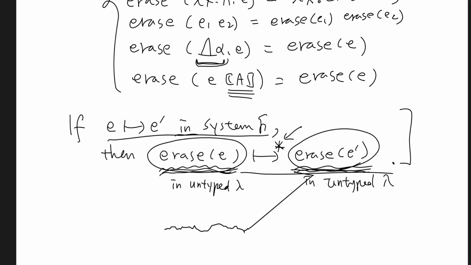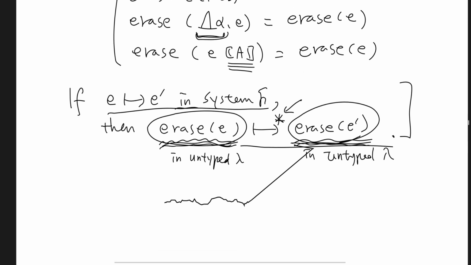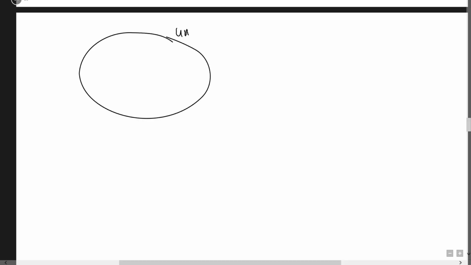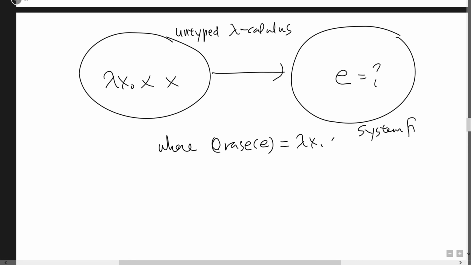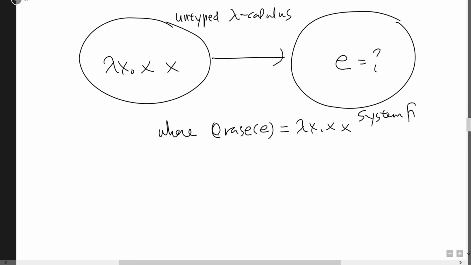Let's take a look at an example, which is lambda x dot x. So in untyped lambda calculus, the expression is lambda x applied to x, and we want to add types, and we obtain a corresponding expression in system F. So what is this expression? Where erase expression E must be, of course, equal to this lambda x dot x. So let's figure out the expression E.